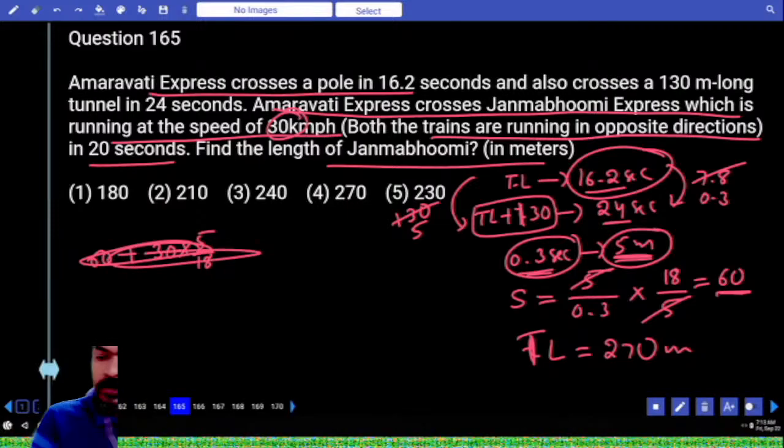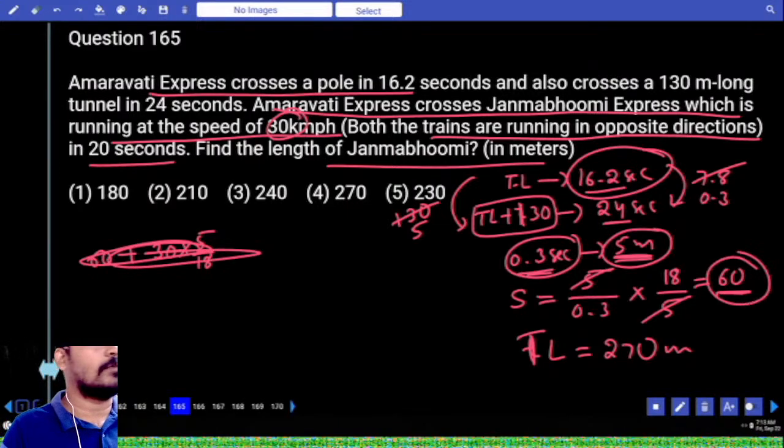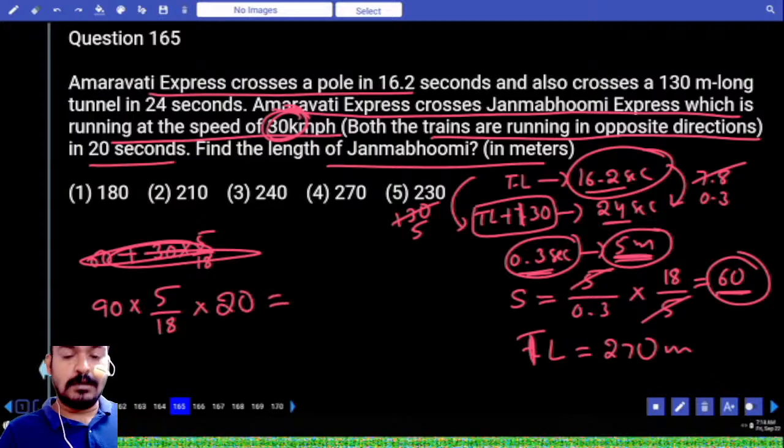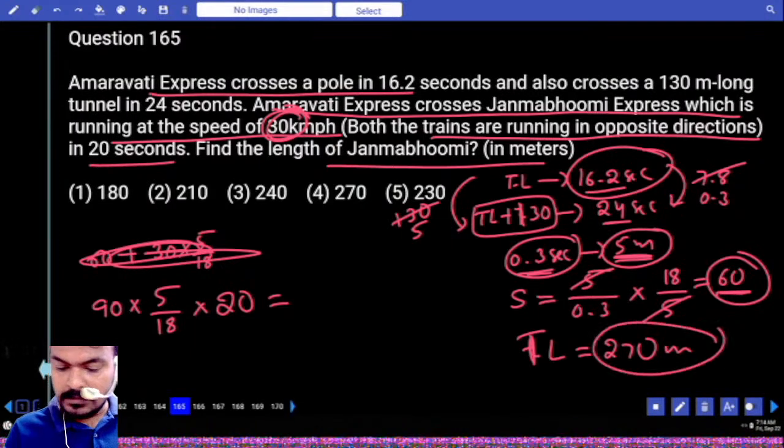Just one minute. What is the speed of the first one? Kilometer per hour. The second one's speed is also kilometer per hour. 60 plus 30, 90, into 5 by 18. It is converted to meter per second, into how many seconds? 20 seconds. That is equal to the first train length plus the second train length. What is the Amaravati length? 270 plus Janambhoomi length.